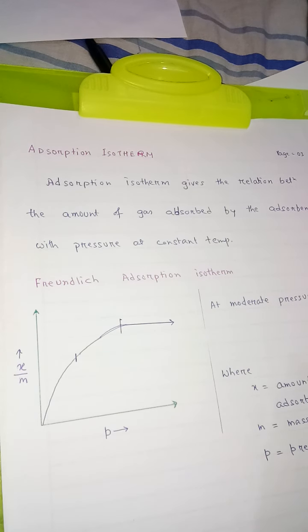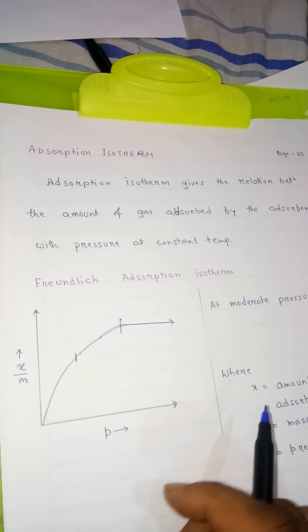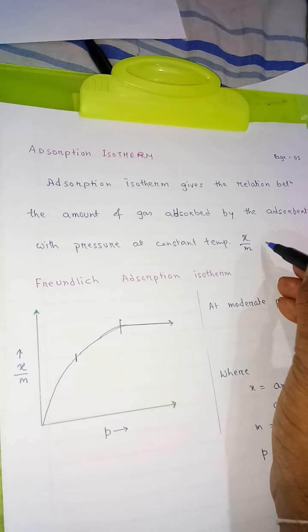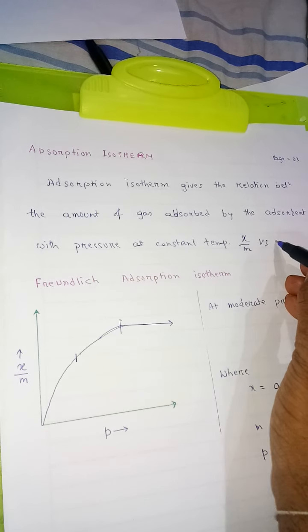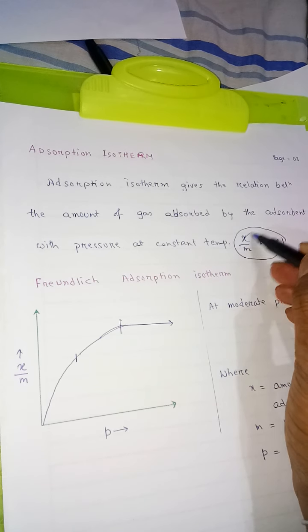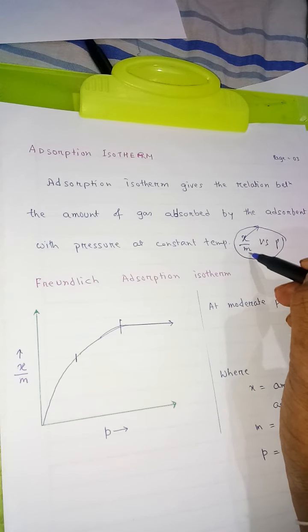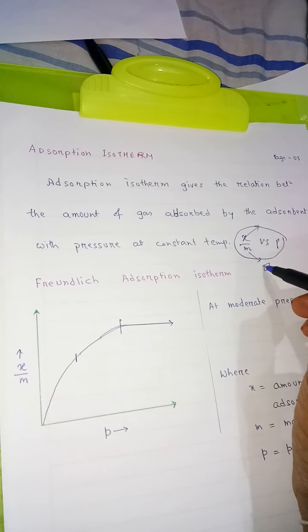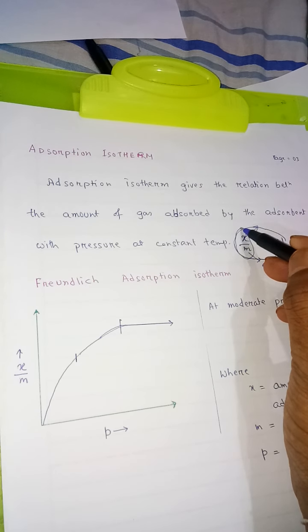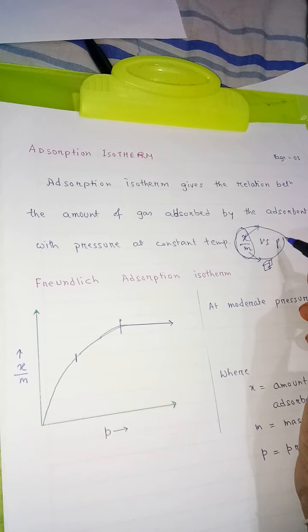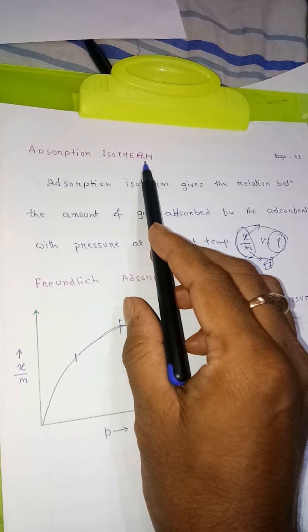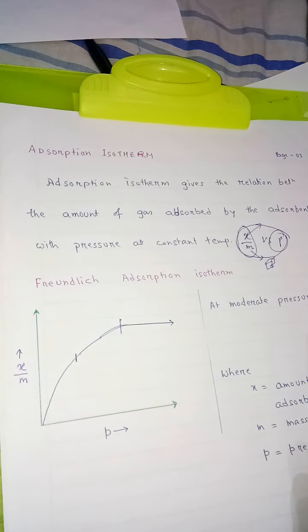It is a graph between the amount of gas adsorbed on the unit mass of adsorbent, x by m, versus pressure. For example, this is your ink, and how much ink is adsorbed in a unit mass of chalk. This is called extent of adsorption. So how much adsorption takes place on the unit mass of chalk versus pressure is what is called adsorption isotherm. Isotherm means something we have drawn at constant temperature.